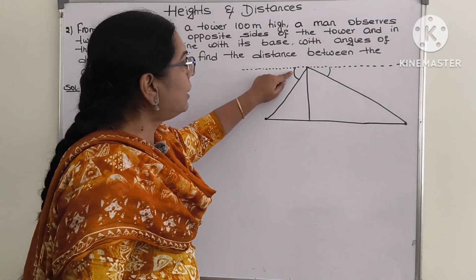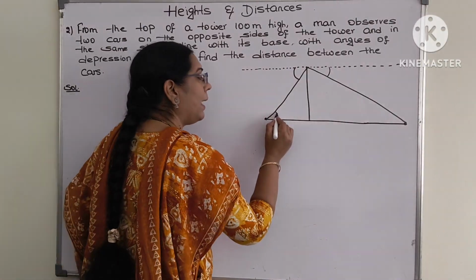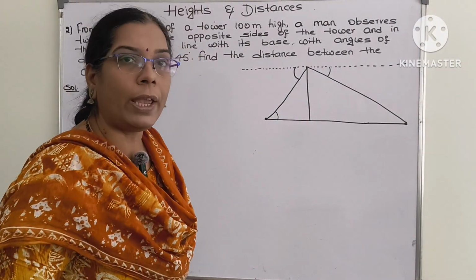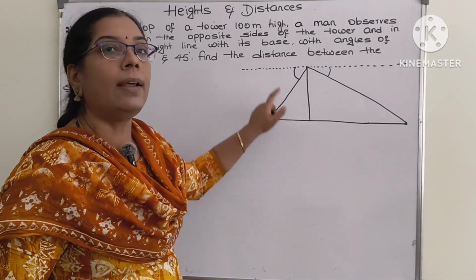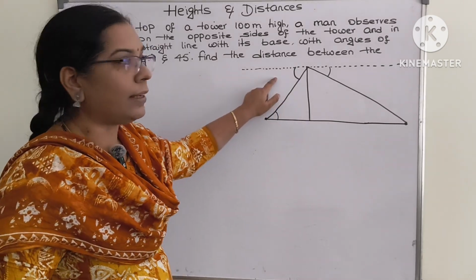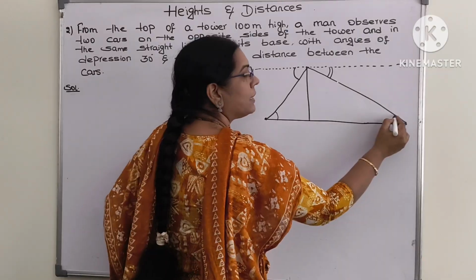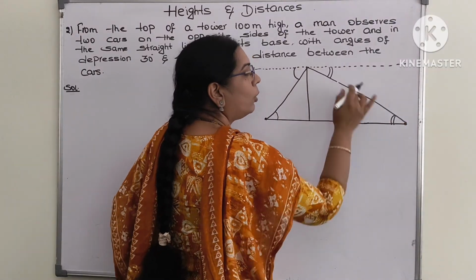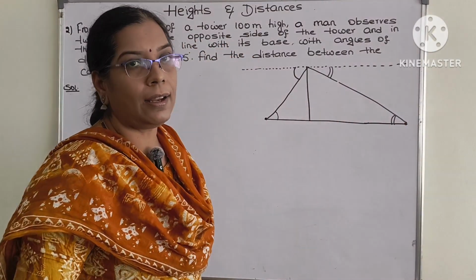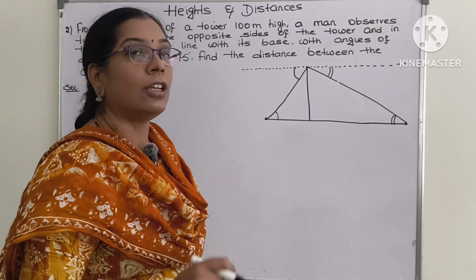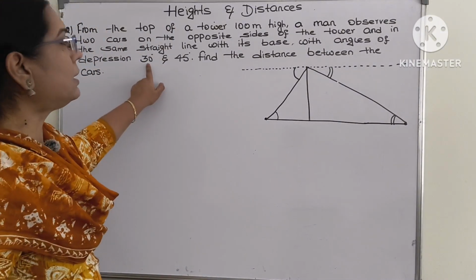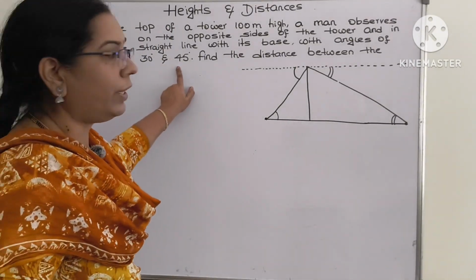Now see children, this angle and this angle will be same. Why? Because both are alternate interior angles. Similarly, whatever is this angle of depression will be same as this because both these angles again are alternate interior angles. Now the question is, which is 30 degrees, which is 45 degrees?